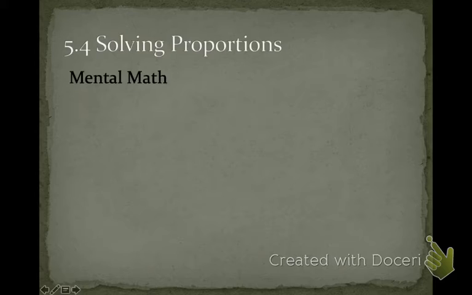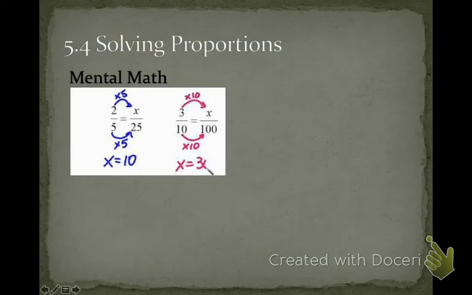We can do mental math, which is what we've been doing a lot, where you look to see, I go from 2/5 to x over 25. Well, I know 5 times 5 gives me 25. Whatever I do to the bottom, I do to the top. So copy that down. And the same with my 3 over 10 and x over 100. So please copy all that down so it's in your notebook. So we can solve our proportions using mental math.